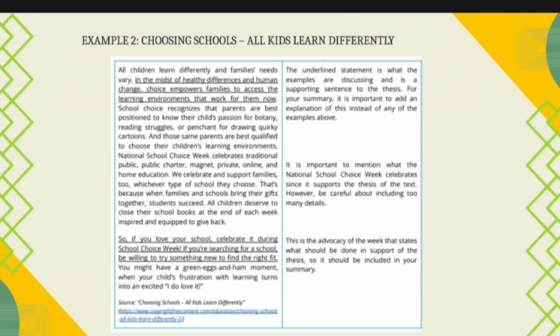So, this is the advocacy of the week that states what should be done in support of the thesis. So, it should be included in your summary. So you should include in your summary the title, main idea or thesis, an important explanation of what the celebration, like School Choice Week, is, and the advocacy or purpose, like encouraging families to find the best learning environment. And you should avoid too many details, copying sentences word for word, and listing all examples.